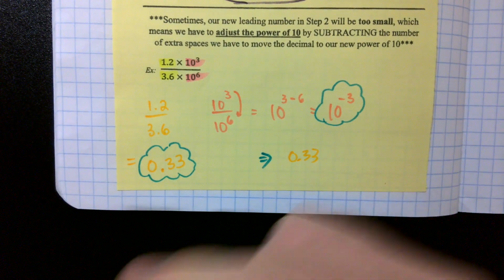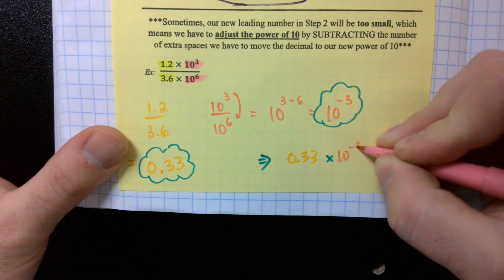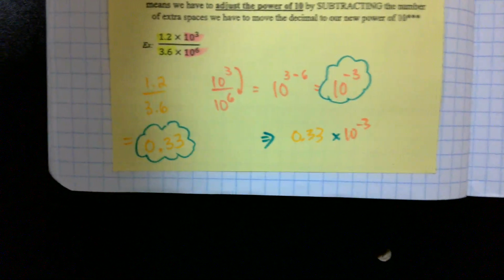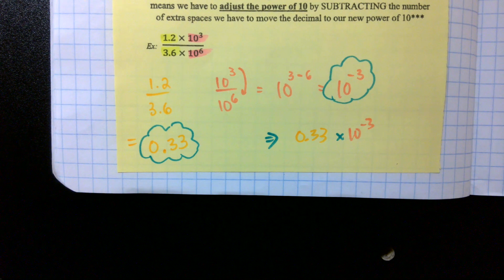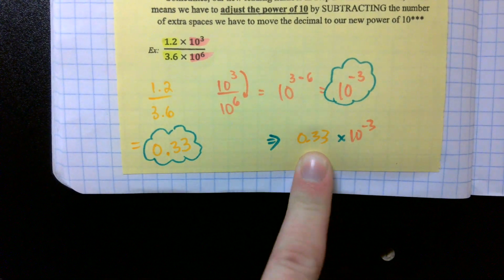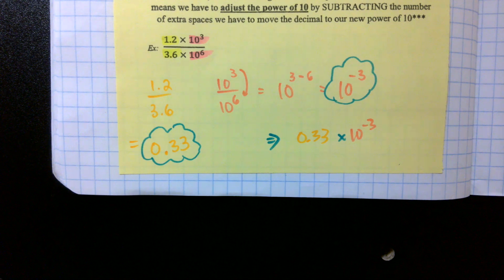0.33 times 10 to the negative third. Is that my final answer? No, why not? It's not big enough. My leading number is not in between 1 and 10. It's much smaller than 1, right? So where can I move my decimal to give me a number that's in between 1 and 10?